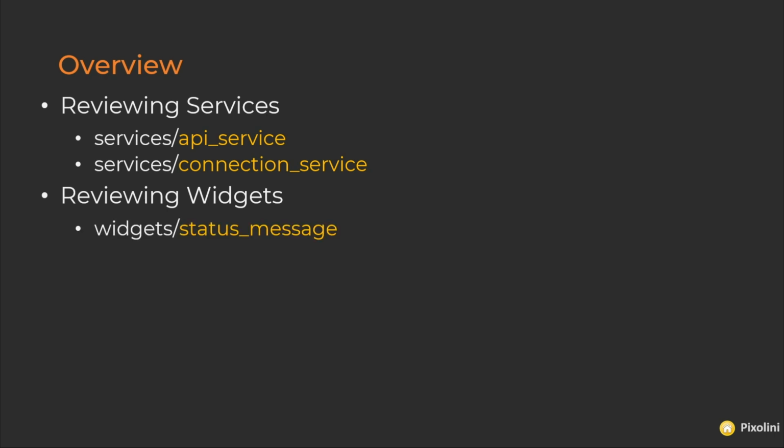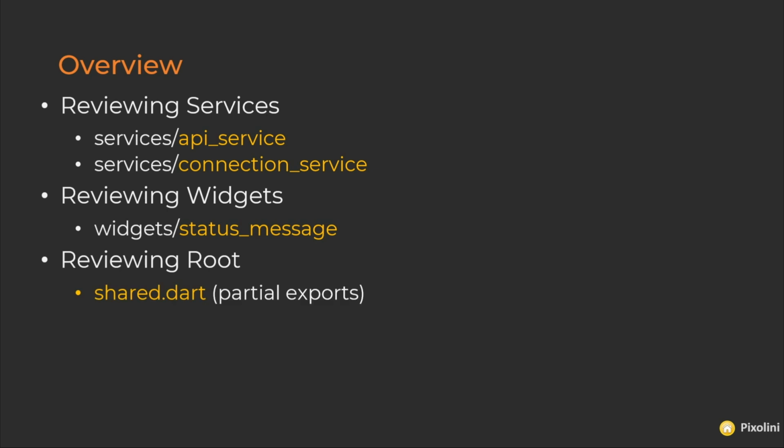Now the view and the widgets, right? The status message will be called if, let's say, our connection service says, hey, we have no internet. So we'll show a status message saying, hey, we're currently disconnected from the internet. And then we'll take a look at the shared.dart file, which will have partial exports of the files that you are creating in the shared package.